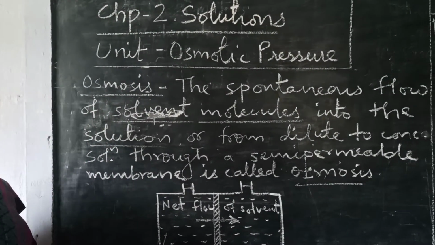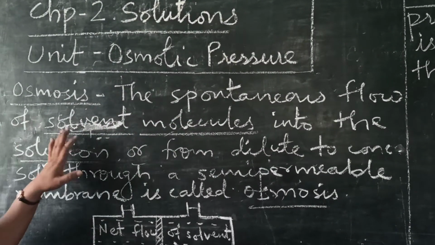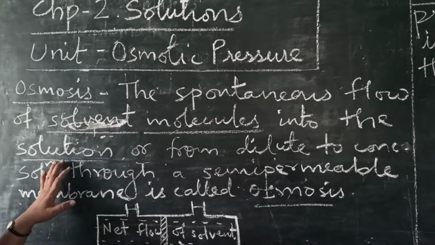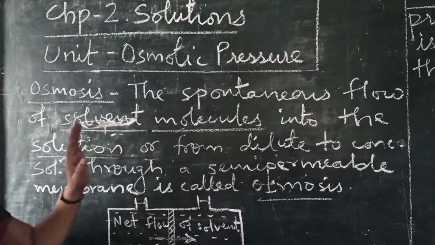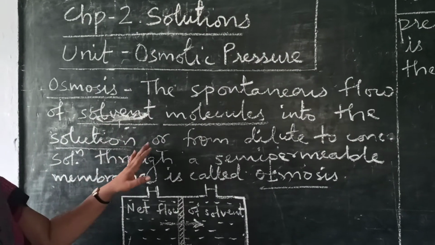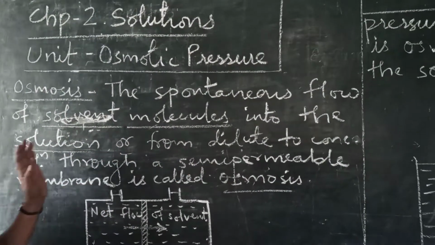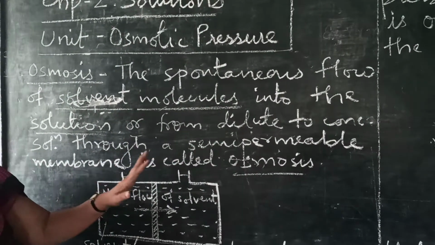Osmosis. What is osmosis? Osmosis is the spontaneous flow of solvent molecules into the solution. Spontaneous, meaning happening on its own. The spontaneous flow of solvent molecules into the solution, or from dilute to concentrated solution, through a semi-permeable membrane is called osmosis.